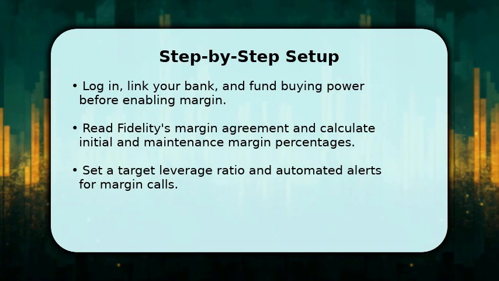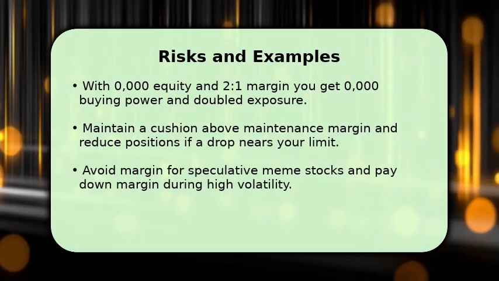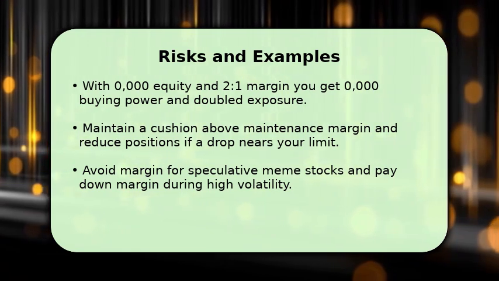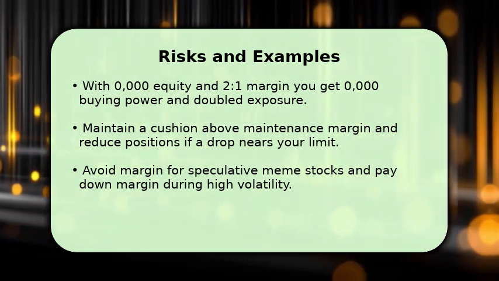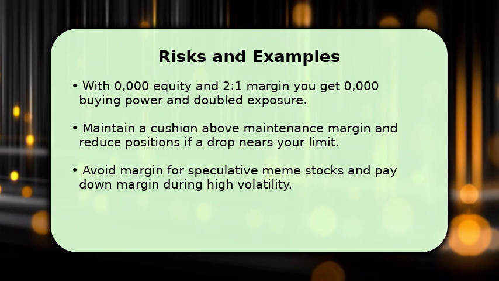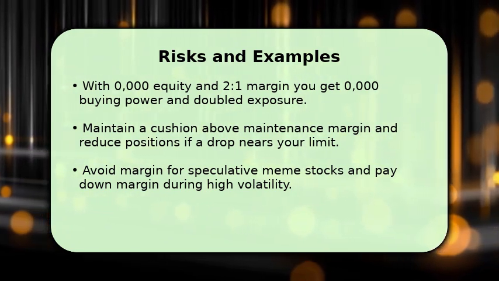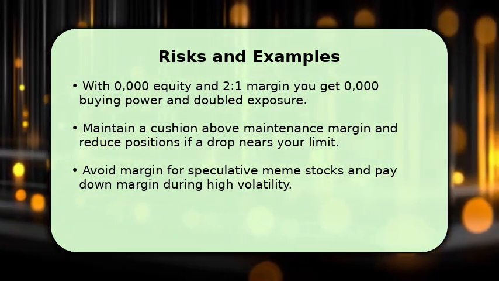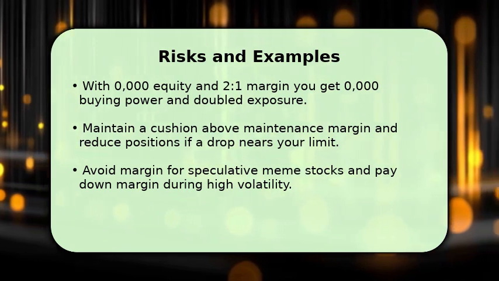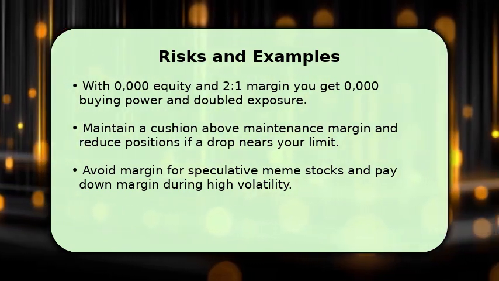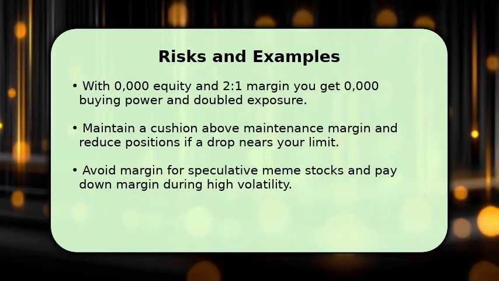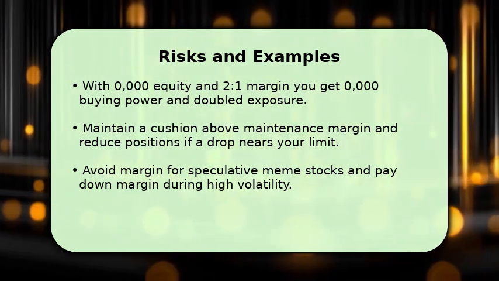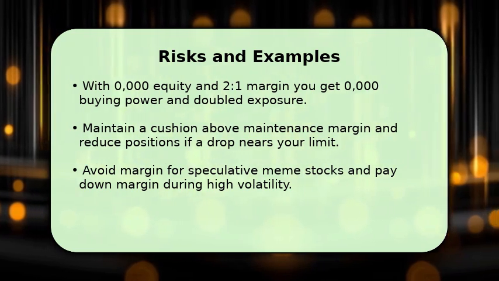A simple example helps. Equity with 2.1 margin gives double the buying power, which doubles both gains and losses. Maintain a cushion above maintenance margin and be ready to reduce positions if a stock drops 20% or your maintenance ratio approaches required levels. Avoid using margin for speculative meme stocks and consider paying down margin when markets are volatile. I'll summarize key rules and a checklist for safe margin.